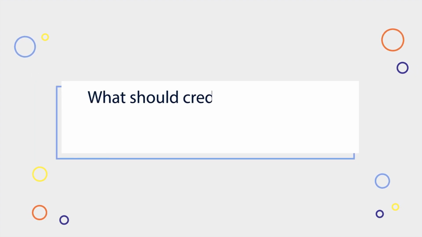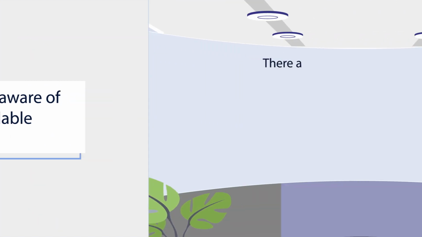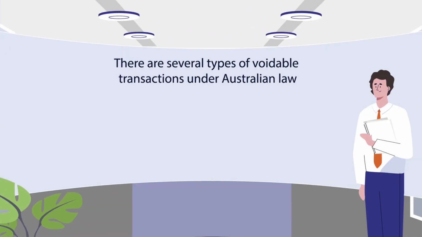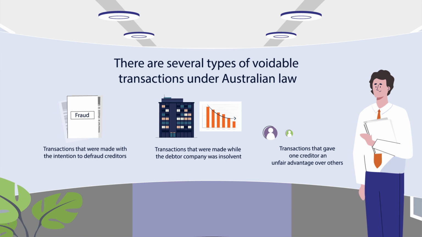So, what should creditors be aware of when it comes to voidable transactions? Well, creditors need to understand that there are several types of voidable transactions under Australian law. These include transactions that were made with the intention to defraud creditors, transactions that were made while the debtor company was insolvent, and transactions that gave one creditor an unfair advantage over others.